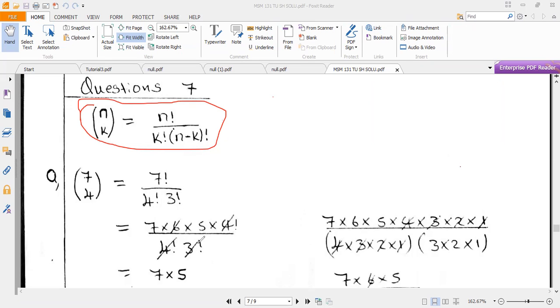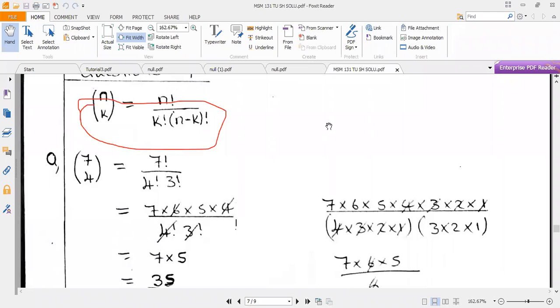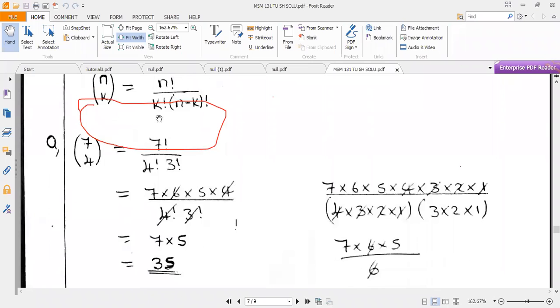And then the 3 factorial is actually 3 times 2 times 1. 3 times 2 times 1 is equal to 6. So the 6 can cancel with the 6. So you just remain with 7 times 5. And what is 7 times 5? 7 times 5 is 85. Are we clear? So that is our answer. 7 choose 4 is basically 85.